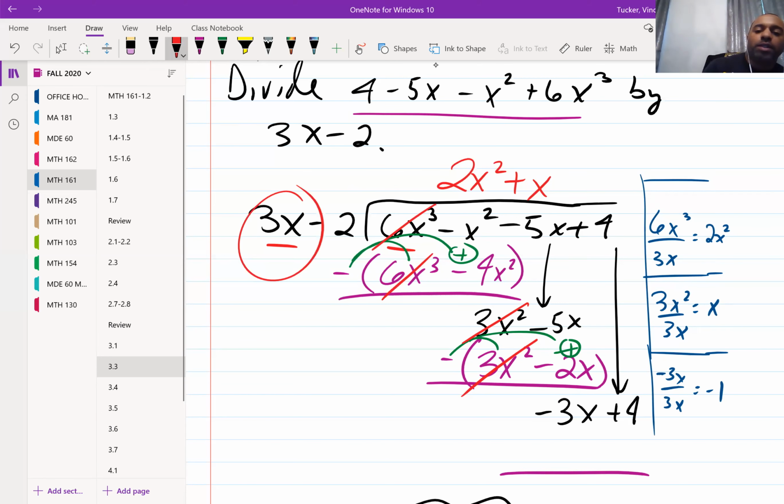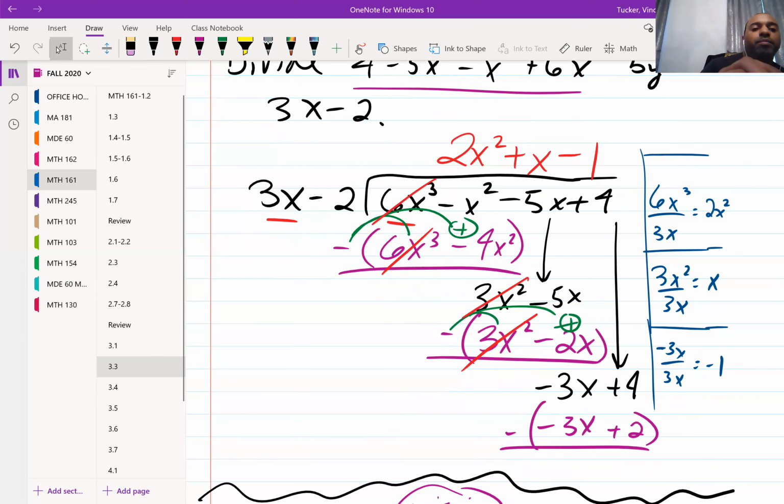Comparing first terms once again, 3x and negative 3x. What times 3x will give me negative 3x, and that'll be a negative 1. Multiply the negative 1 to both of these out here. So it's going to be negative 3x plus 2. Do your subtraction, and you're left with a remainder of 2.